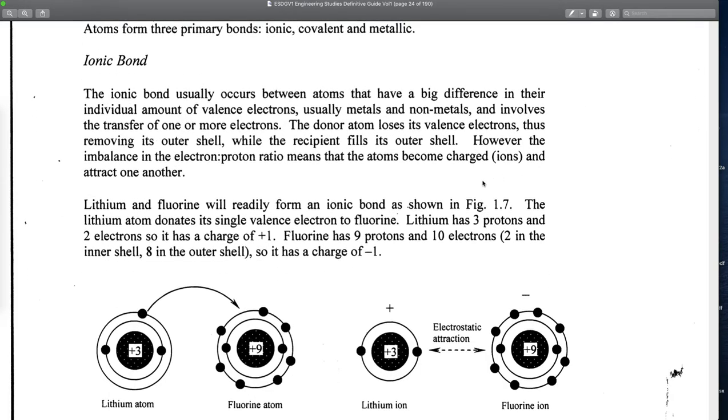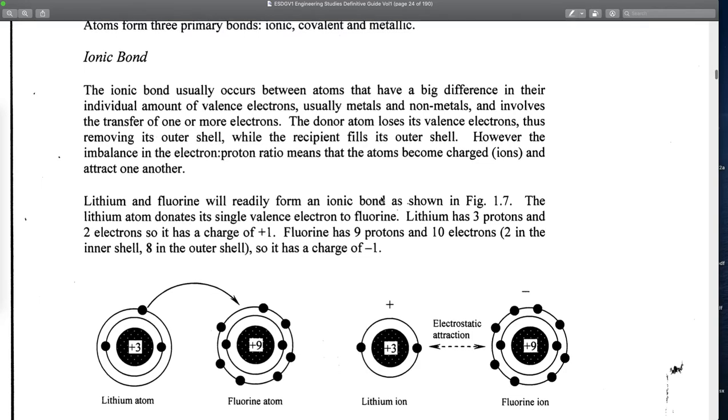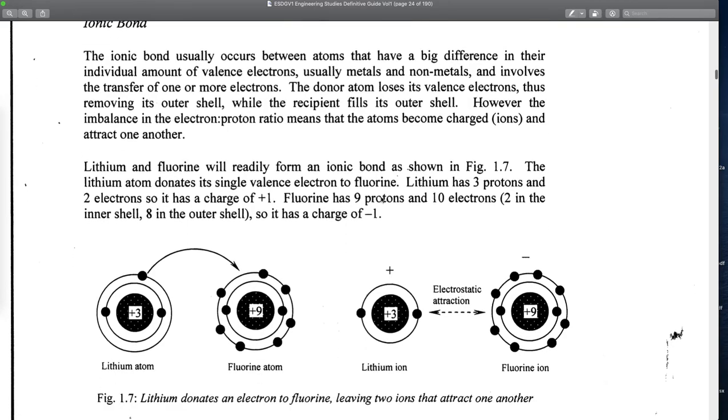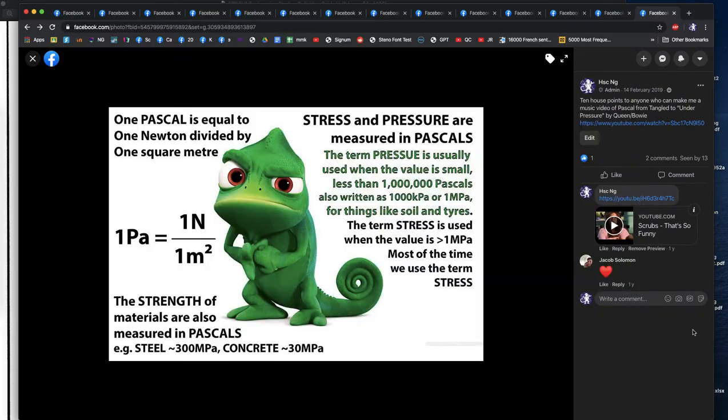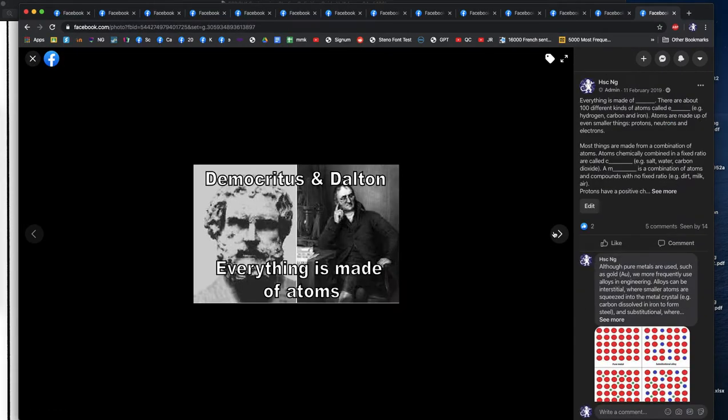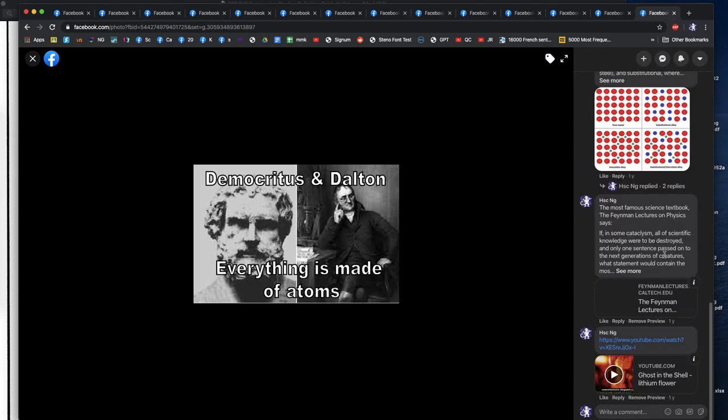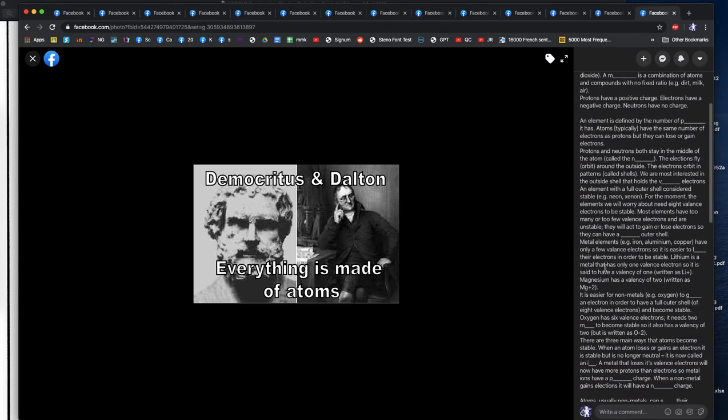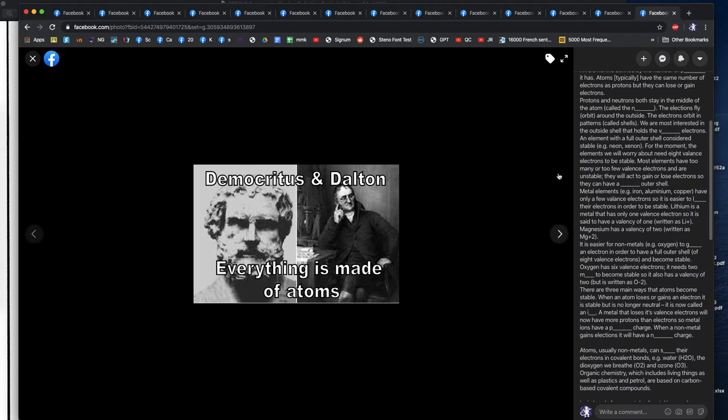I don't go into a lot of detail here. I'm not going to read through this document. If I go back to the Facebook, I can show you my notes on that. In this, I talk about how everything's made of atoms, and I talk about valence electrons, and how sometimes we have good pairings.